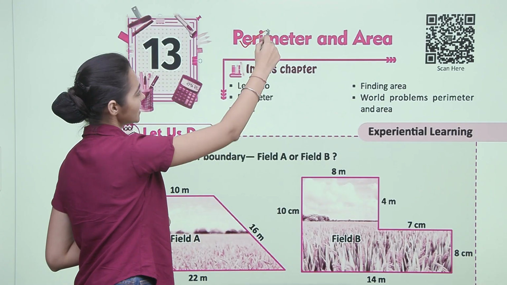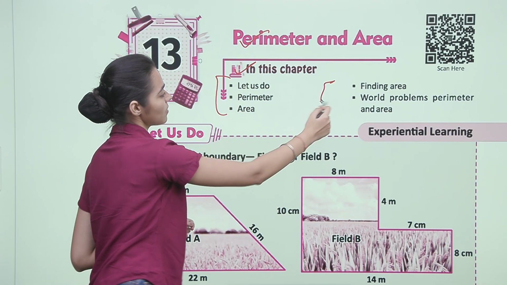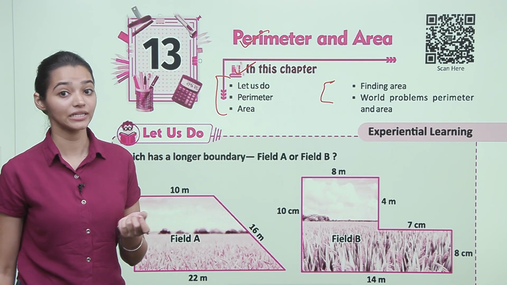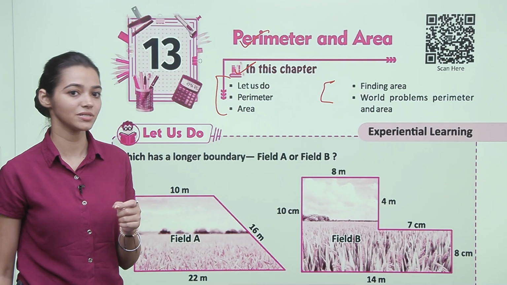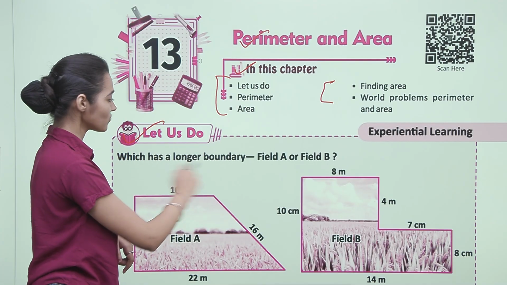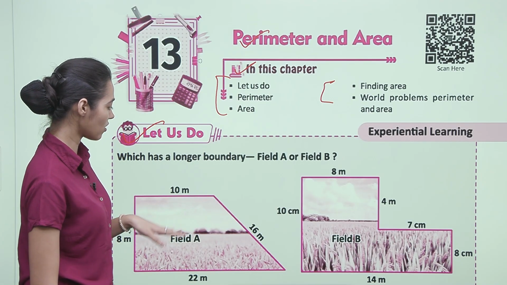Today we will be learning a very interesting and relatable topic, that is perimeter and area. In this chapter we will learn about perimeter, area, finding area and word problems related to perimeter and area. Now let us find out which one has a longer boundary, field A or field B.